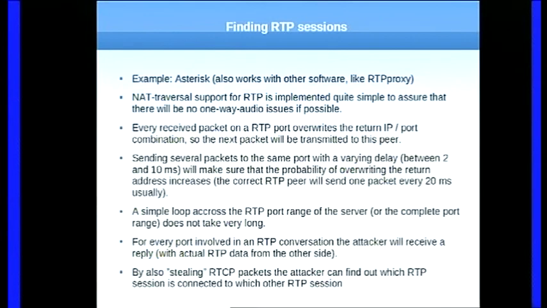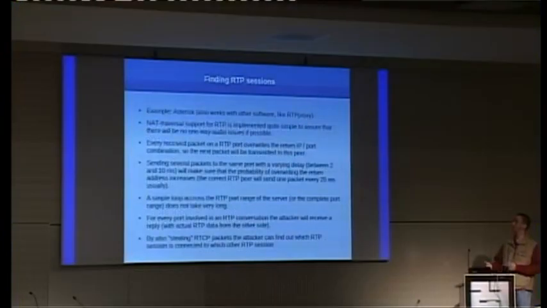So you can even send RTP packets that don't contain any payload. So you just send the 12-byte header, and you send them very often, every 2 to 10 milliseconds. So you make sure that you will override the return address, because the original RTP peer will only send one packet every 20 or 30 milliseconds. And then you can make sure that you will get the answer from the other side. And this doesn't take very much bandwidth, because you're just sending 12 bytes.